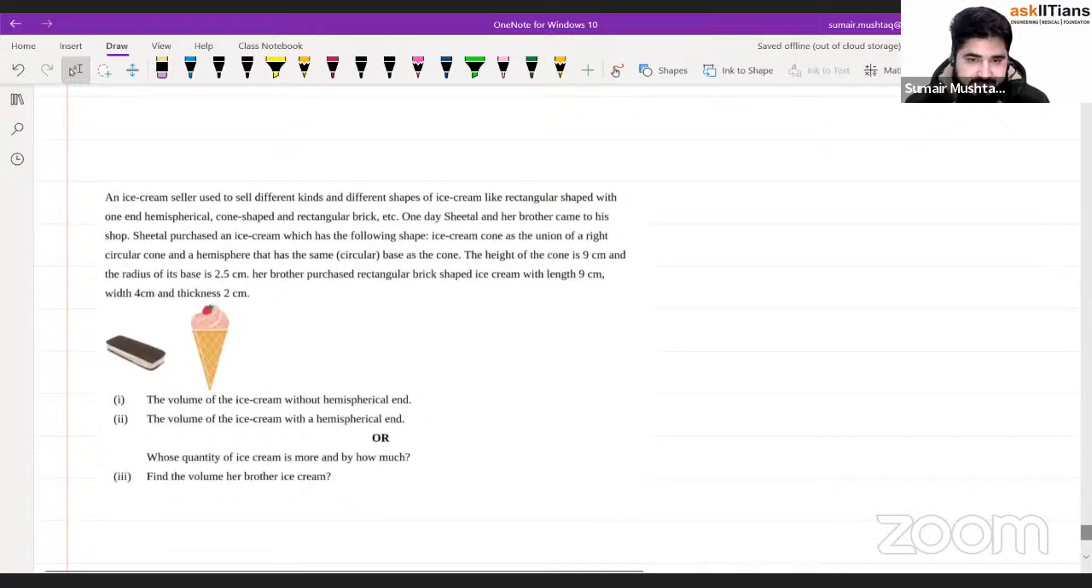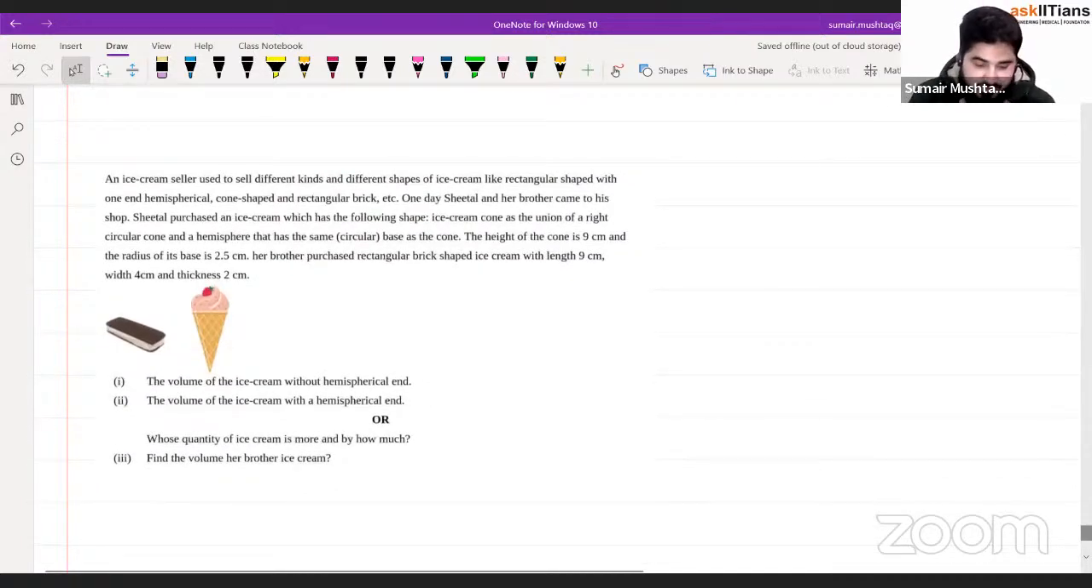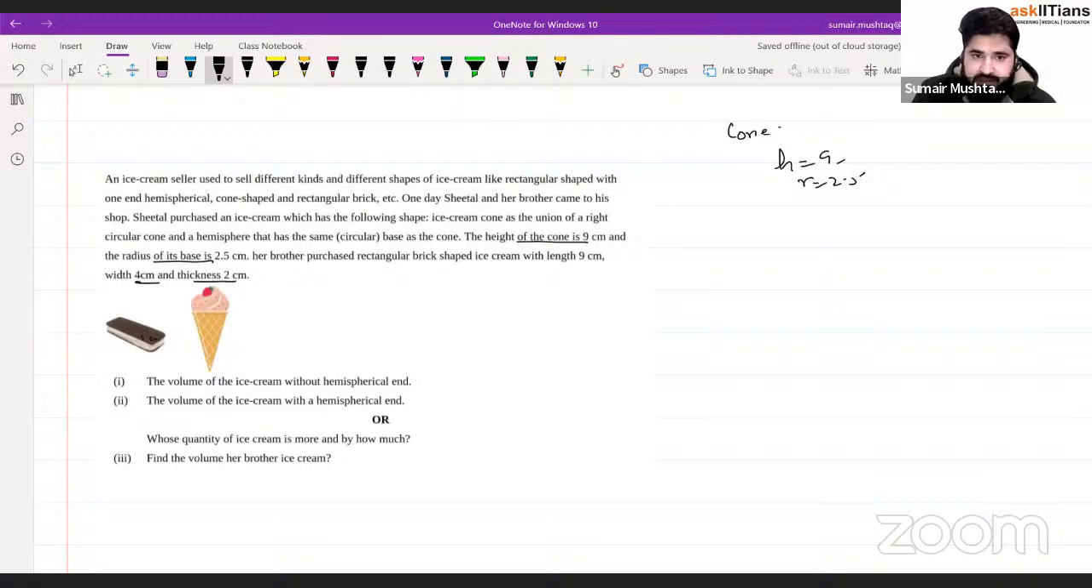Okay, see, this is the ice cream cone, the last question. It is given that the ice cream cone is a uniform circular cone with a hemisphere, and the height of the cone is 9 centimeter. The radius of the base is 2.5 centimeter. She purchased a brick ice cream of length 9 centimeter, width 3 centimeter, and thickness 2 centimeter. This is for the cone, and this is for the brick. Length is 9, breadth is 4, or you can say width, and thickness is 2, you can say height is 2.